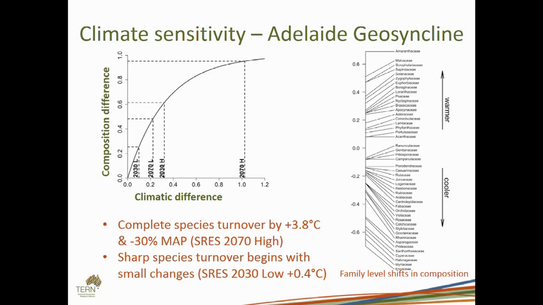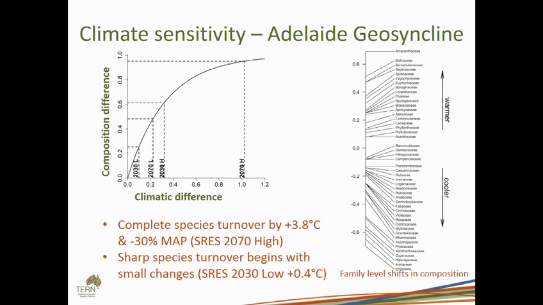These scenarios are getting a bit outdated, but this is based on some sort of 2030 scenarios for climate change, 2070 scenarios for climate change, and we look at how that maps out spatially. So if we look at those equivalent amounts of climatic differences spatially as we head north, we can look at what that does to the species composition of the vegetation.